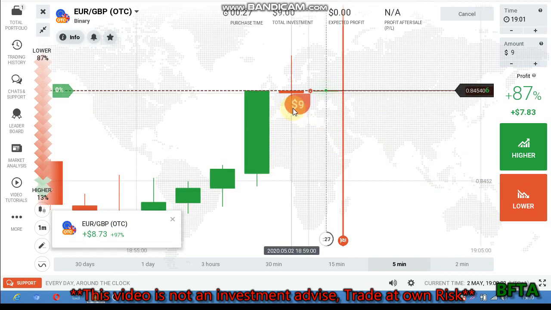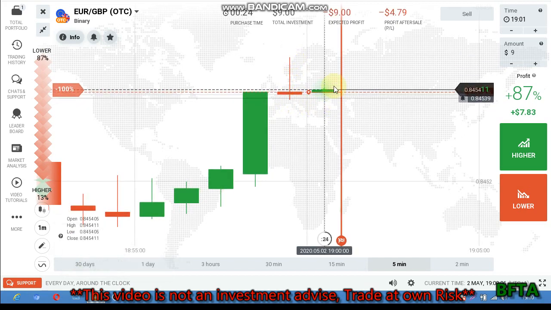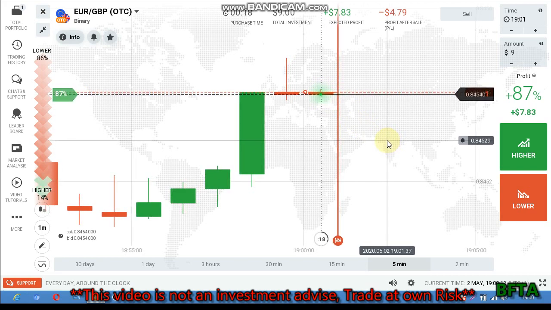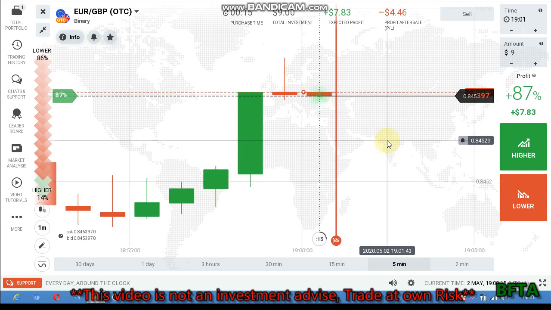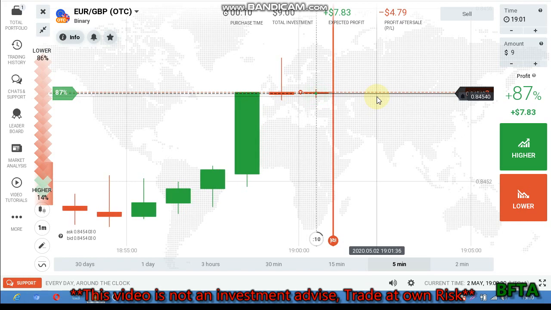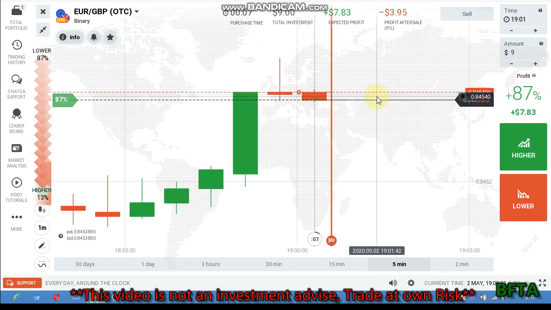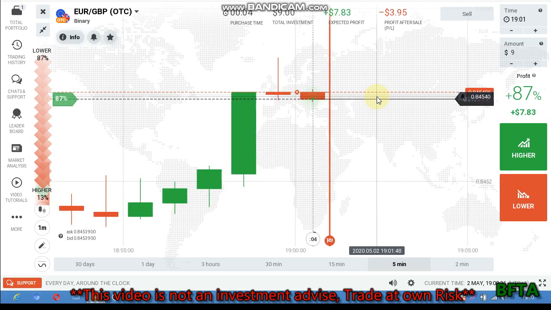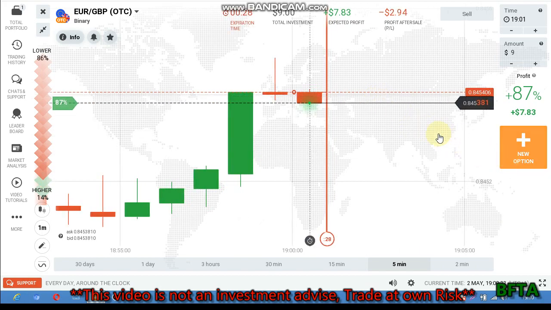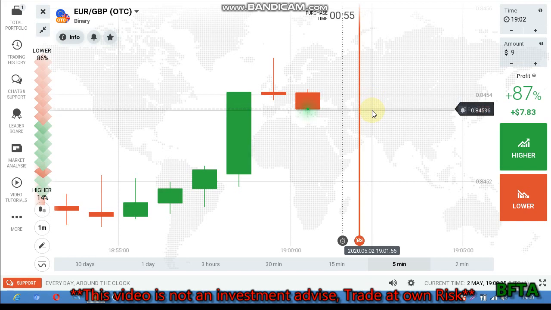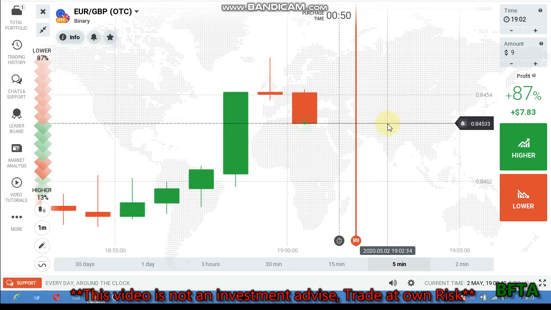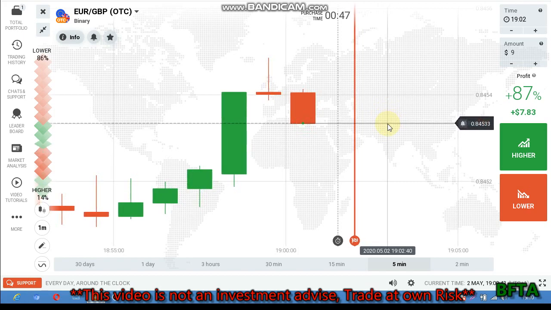I'm going to place a put option because of this strong rejection from sellers. So sellers will enter again. That's why I place a put option. Strong sellers entry.